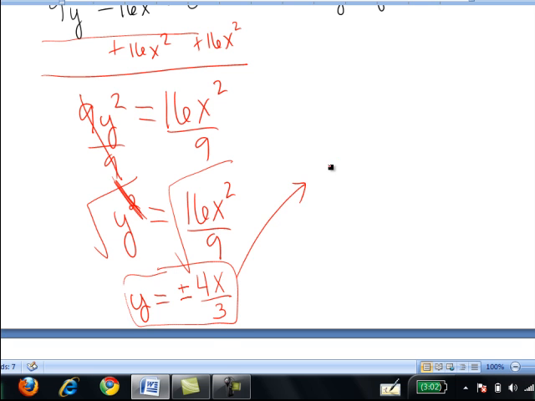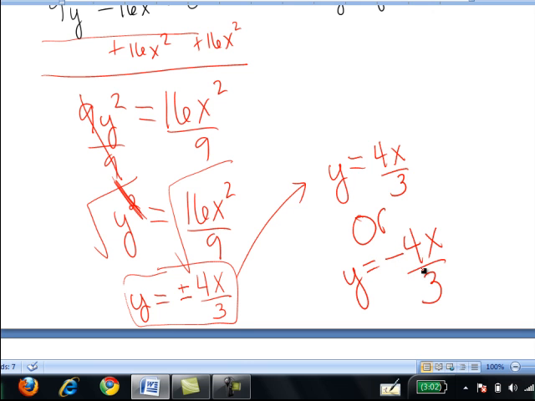What this tells us is that the y could be 4x over 3, or the y could be negative 4x over 3. And so in this problem, we have 2 answers for what y could be. Since we're getting 2 different answers out for y, we know that y is not a function of x in this situation.